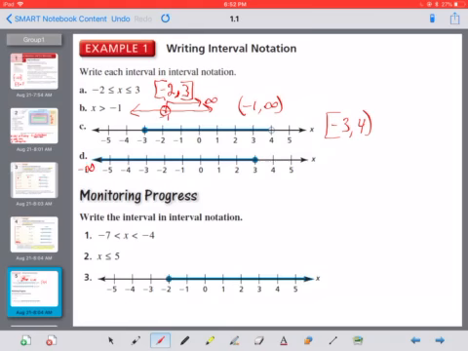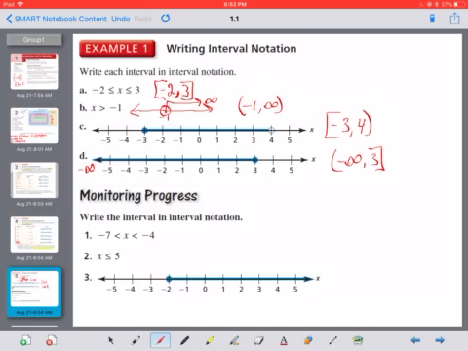D, way over here, is negative infinity. Negative infinity is on my left, 3 is on my right, so negative infinity. And 3, I can be 3, equal sign, straight line. And I can't touch infinity, so it always gets a parenthesis.